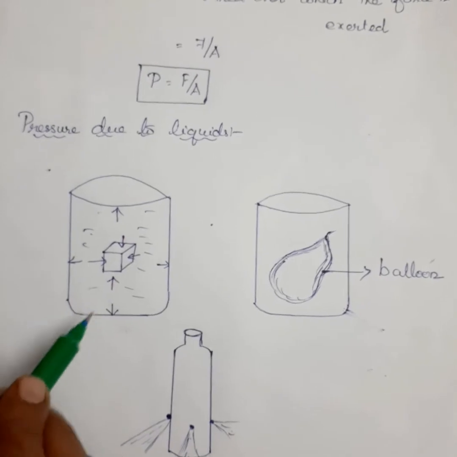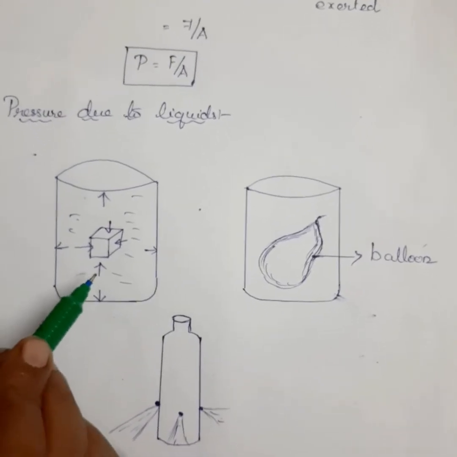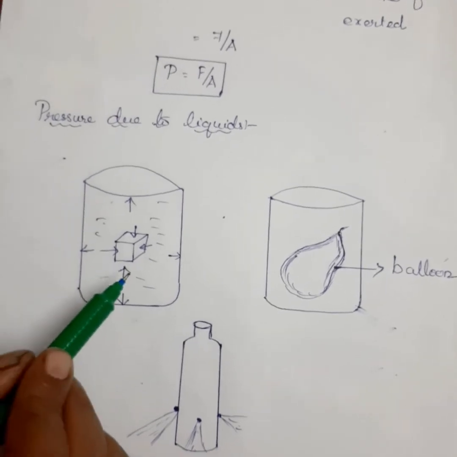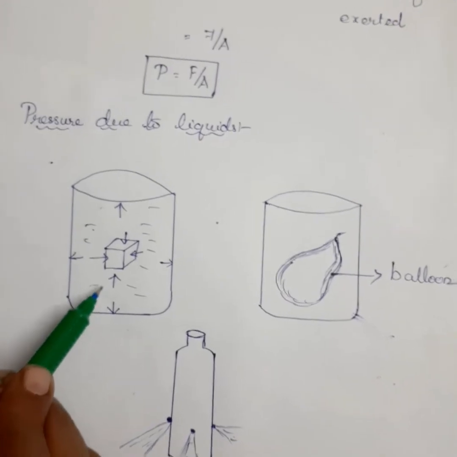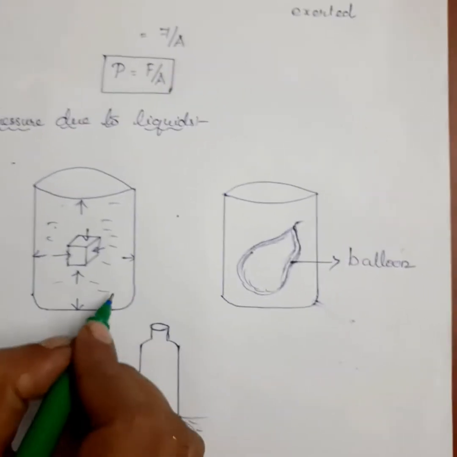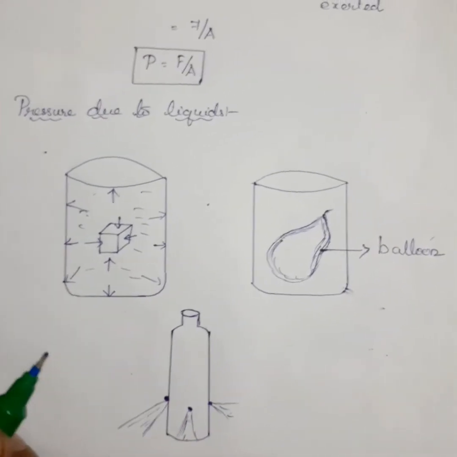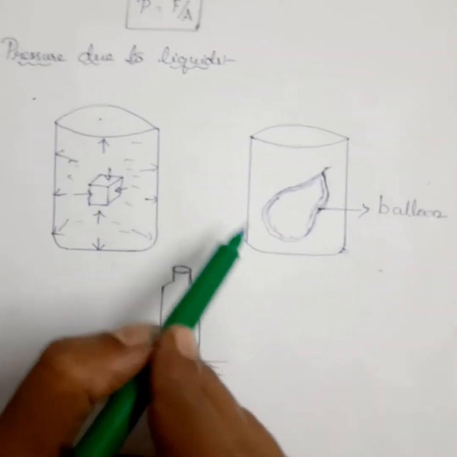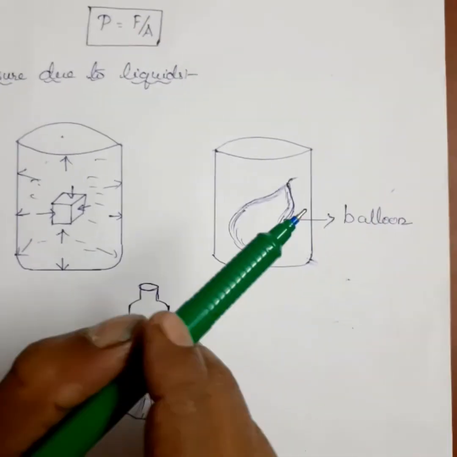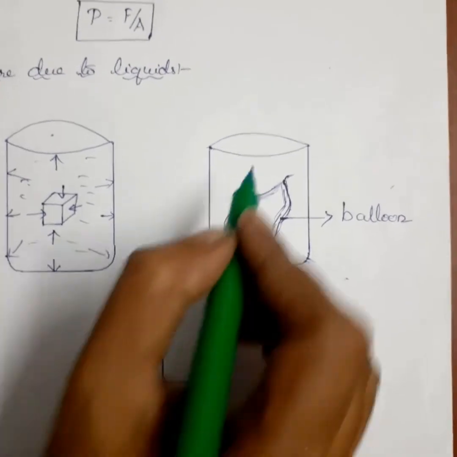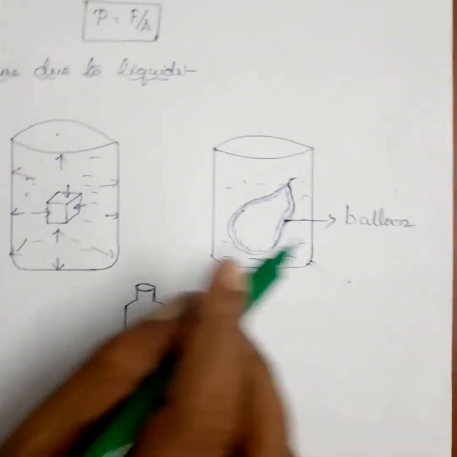So what force is exerted by the pressure of the liquid? It is always perpendicular to the surface. So the pressure acts on all sides of the vessel. Now you take one container and a balloon. Now the balloon is immersed in the container.